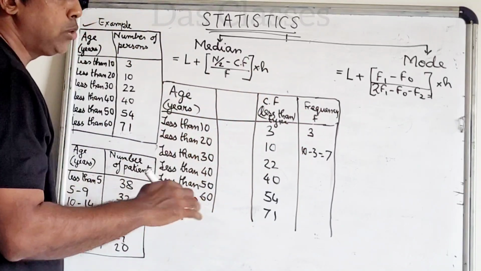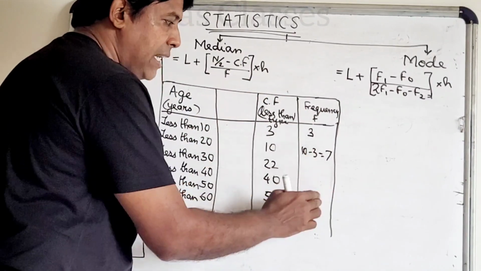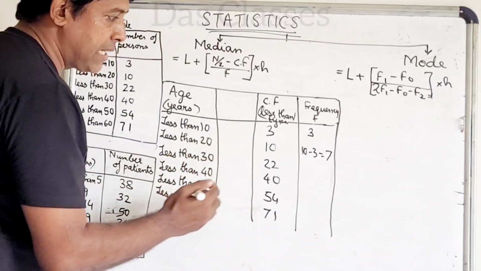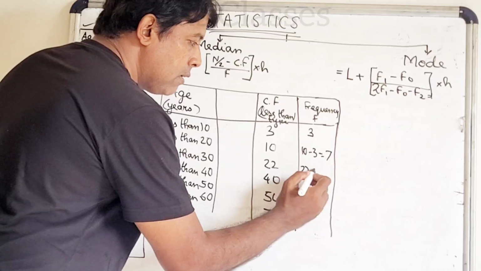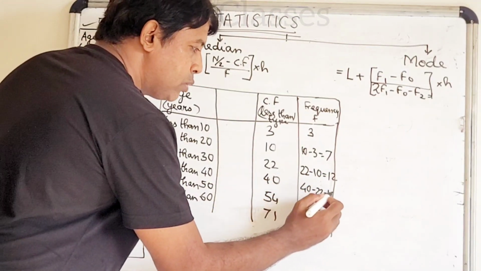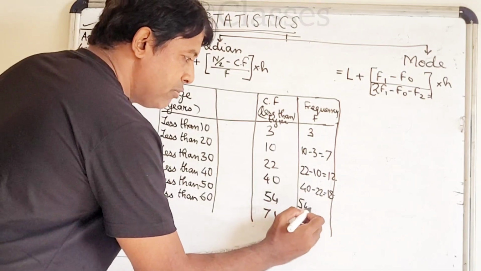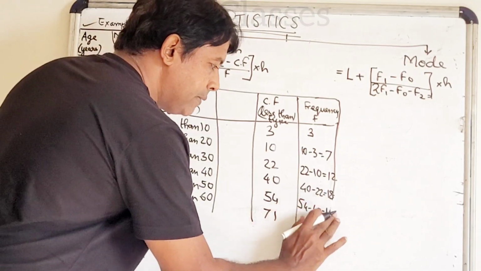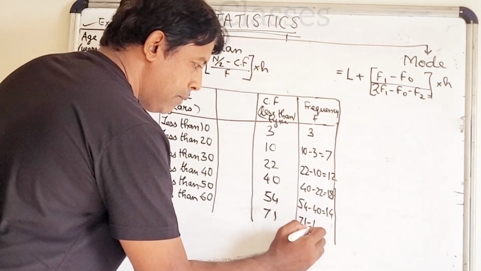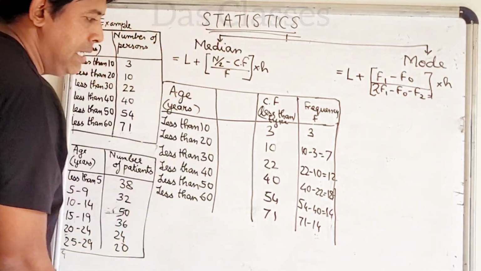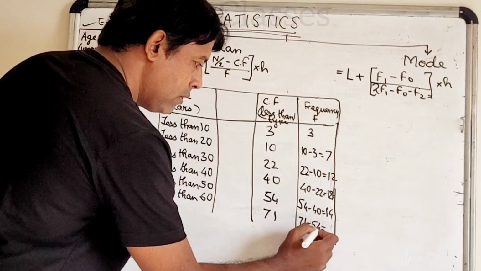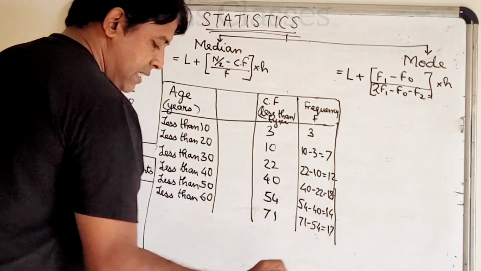Just like in the last video we saw, in cumulative frequency, we go on adding the values. Here, the cumulative frequency is given and we need to find out the frequency. So we need to subtract the values. 22 minus 10, that is going to be 12. 40 minus 22, that is going to be 18. 54 minus 40, that is going to be 14. 71 minus 54, that is going to be 17.